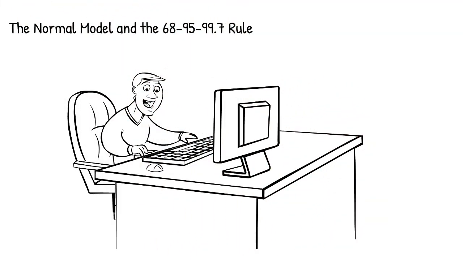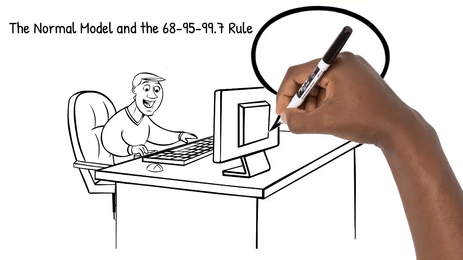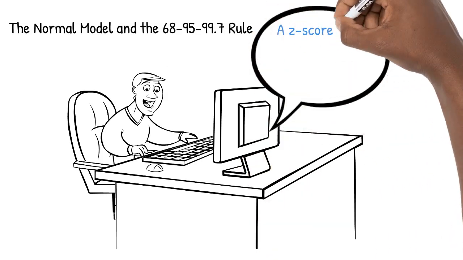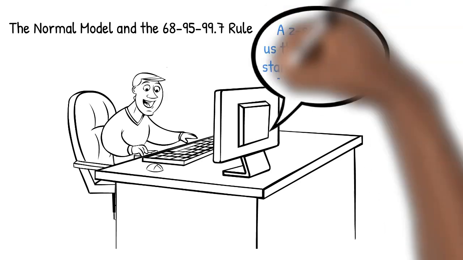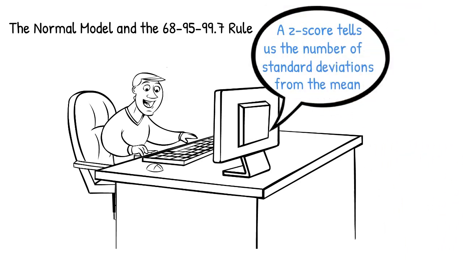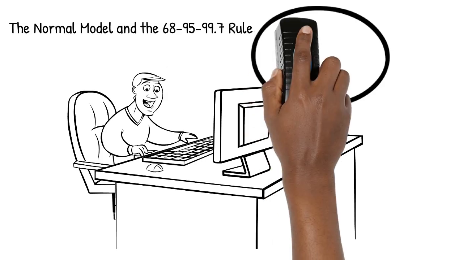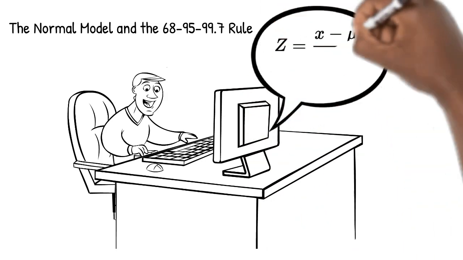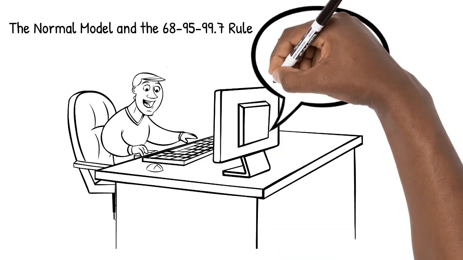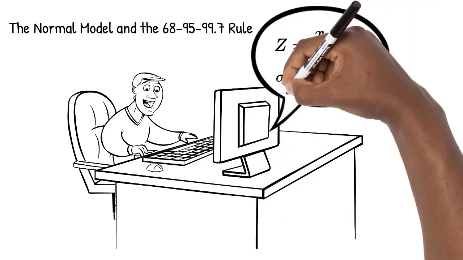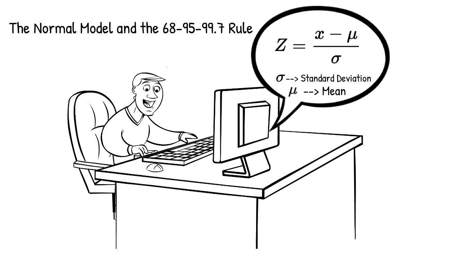In this video, we will be introduced to the normal model and the 68, 95, 99.7 rule. In a previous video, we learned that a z-score is the number of standard deviations a value is away from a mean. We also learned previously that to calculate the z-score, we use the formula z equals x minus the mean of the sample divided by the standard deviation of the sample. We will be using z-scores as we work with the normal model.